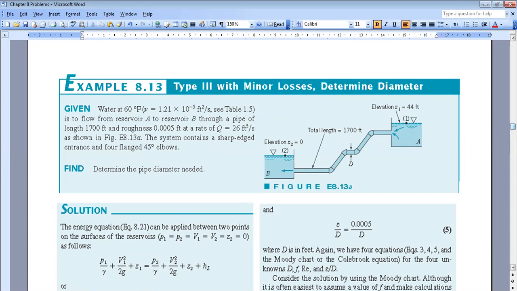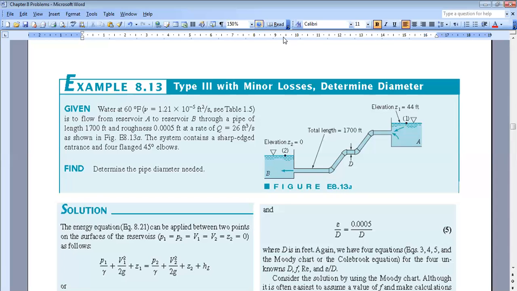We have water at 60 Fahrenheit to flow from reservoir A to reservoir B through a pipe of length 1,700 feet and roughness equal to 0.0005 feet at a rate of Q equals 26 feet cubed per second, as shown in the figure. The system contains a sharp-edged entrance and four flanged 45 degrees elbows. Determine the pipe diameter needed. So here they gave us the figure. You have from the initial state to the final state.